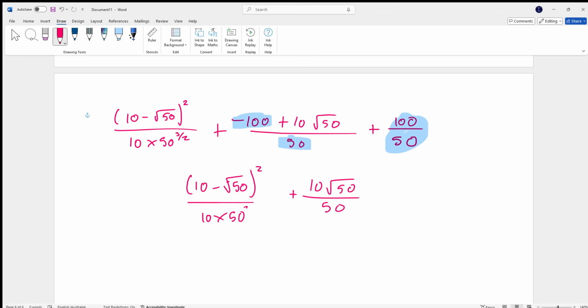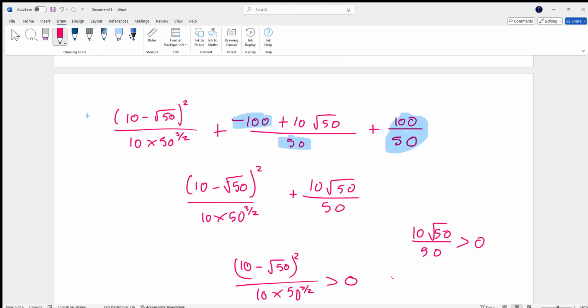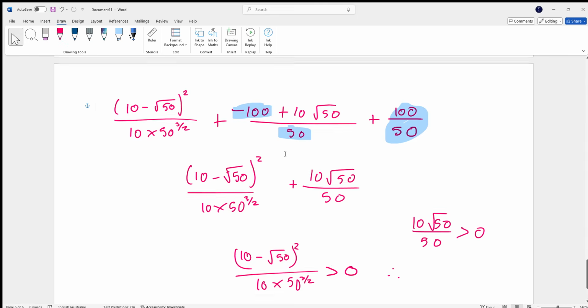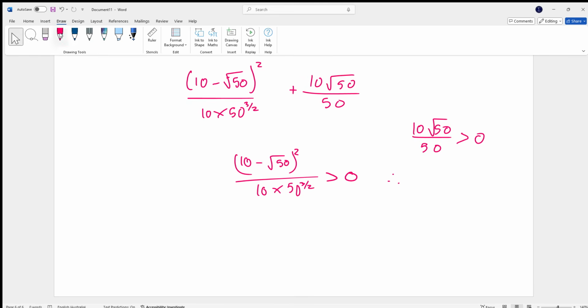So again, we don't have to really do much here because we know that this is greater than 0. And we also know this term here is greater than 0 because the top is positive, the bottom is positive, therefore the whole thing has to be positive. Which means when you chuck in x equals the square root of 50, your second derivative is greater than 0, therefore it's a minimum.